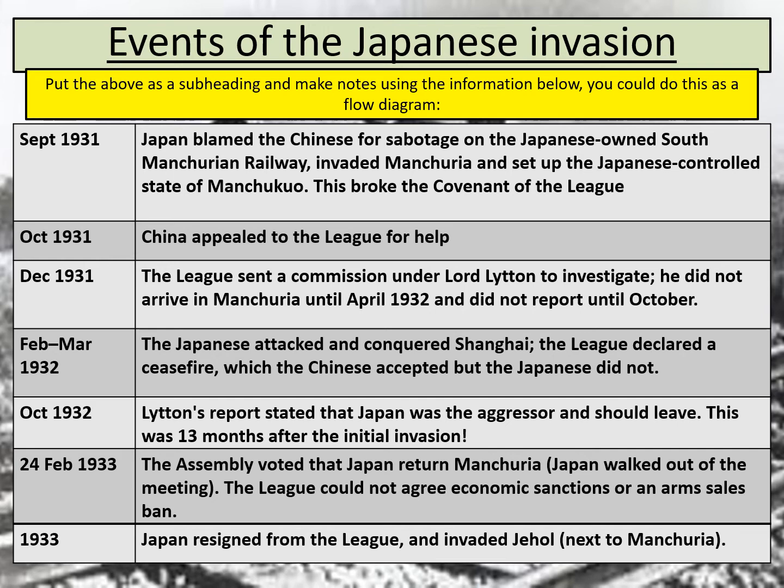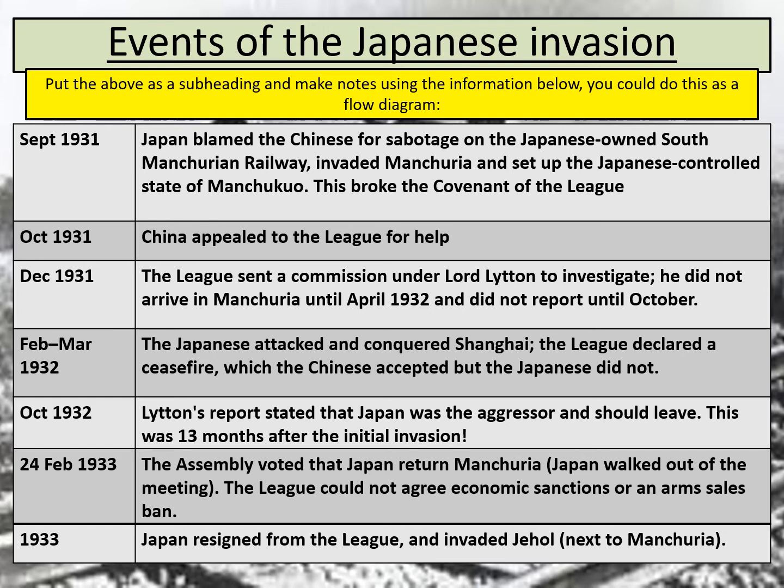Now, in December 1931, a few months after this crisis began, the League sends a man, and the rest of it is a commission, a man and his commission, Lord Lytton, to go and investigate. Now, he doesn't even get to Manchuria to go and investigate this explosion until April 1932, and he doesn't write a report on what actually happened until October 1932, a whole 13 months after the initial invasion.